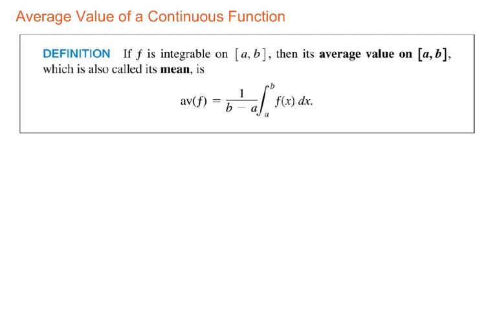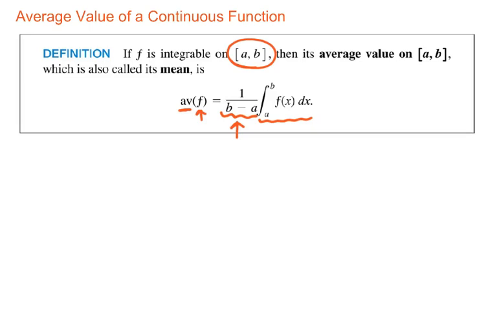The average value of some function, f, which is integrable, that means we can take the integral of it on this closed interval, is defined as 1 divided by the width of that interval multiplied by the integral. Okay, so that average value, basically what we're doing there is we're determining a mean. So let's do an example.